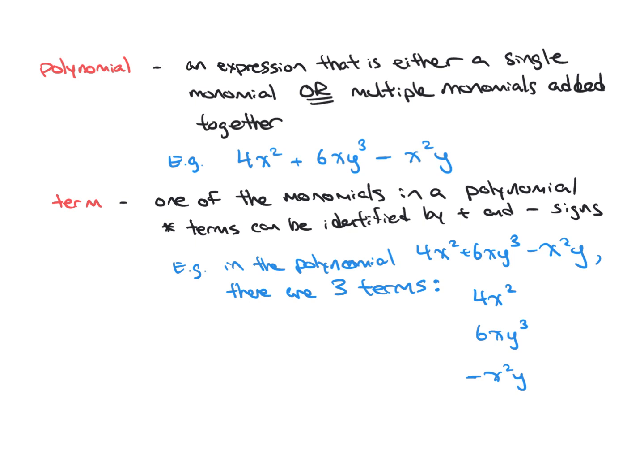Binomial is a polynomial with two terms. And a trinomial is a polynomial with three terms. So the example we have here is actually called a trinomial because it has three terms. And so I'll write those down on the next slide. A binomial and trinomial. So a binomial is a polynomial with two terms. And a trinomial is a polynomial with 3 terms.